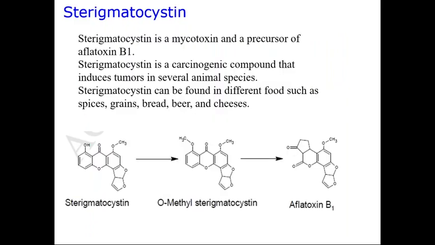Sterigmatocystin is a very recent entry into the toxic group of mycotoxins. It is known to be a precursor of aflatoxin B1. So you have sterigmatocystin, which can get converted into aflatoxin B1. This also is carcinogenic, and it can be found in spices, grains, bread, beer, and cheeses.